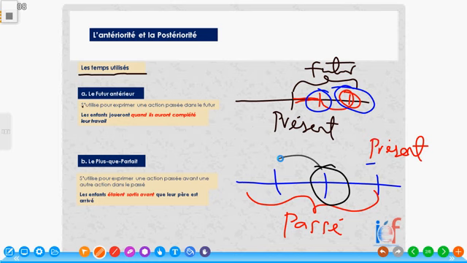For example, les enfants étaient sortis avant que leur père soit arrivé. Alright? Les enfants étaient sortis avant l'arrivée de leur père. The children had gone out before their father arrived. Alright? So the children had gone out. This action happened first, before their father arrived. Alright, so in the next slide, I would like to show you how we conjugate l'antériorité et la postériorité.